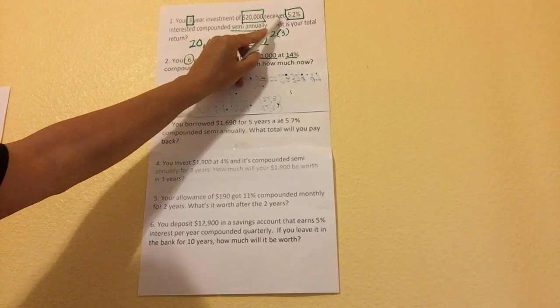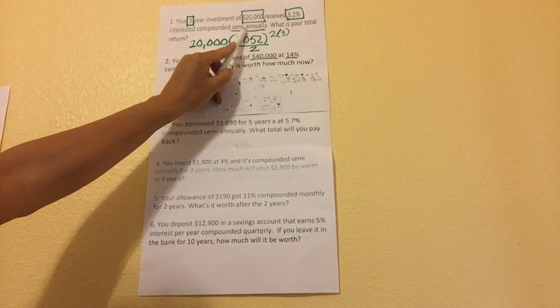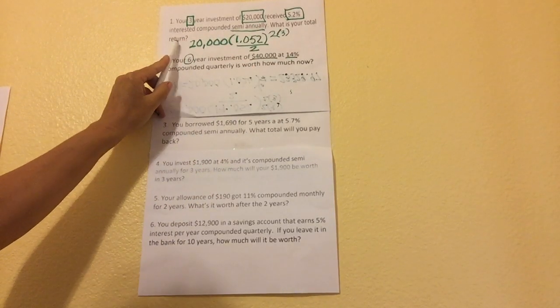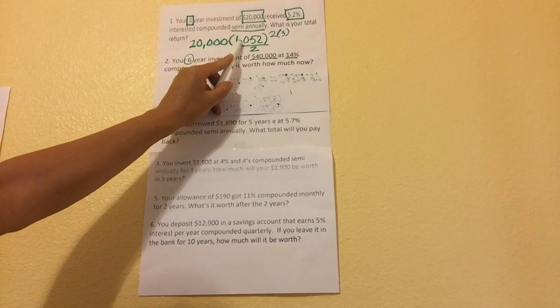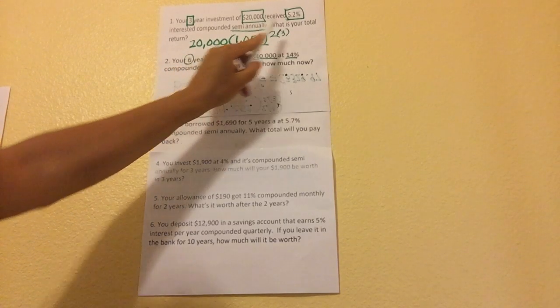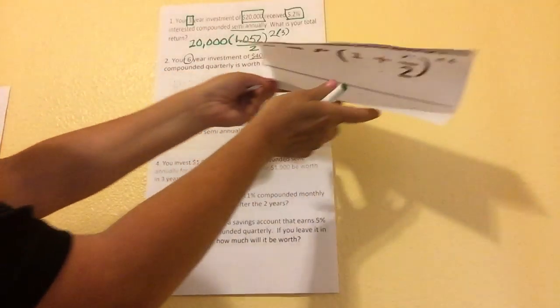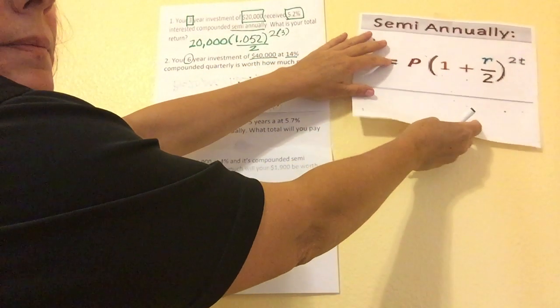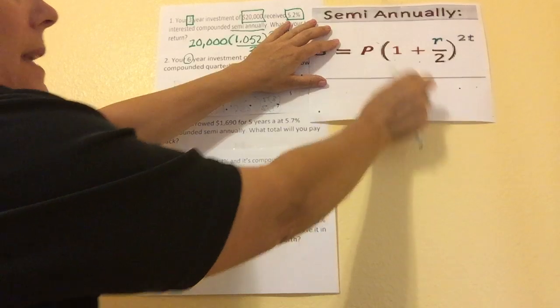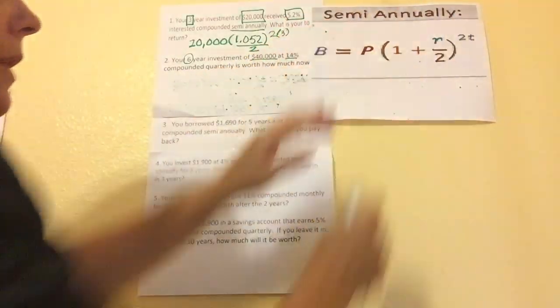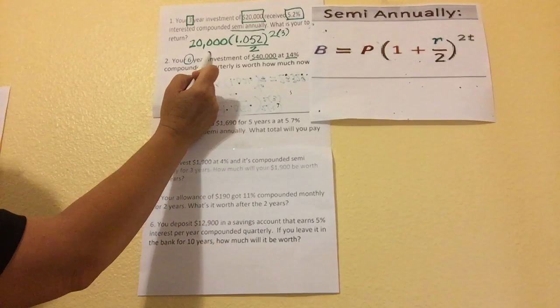solve it, okay? So it says your 3-year investment of $20,000 received 5.2% interest compounded semi-annually. What is your total return? So we have 20,000, and then this is 1 plus your interest to get 1.052. And the formula we're using, let's see, where did it go? We're using the semi-annual formula, okay? So you can see we plugged in P.